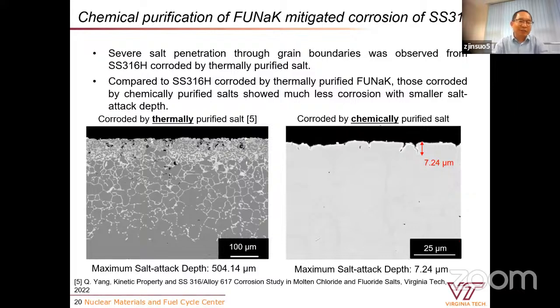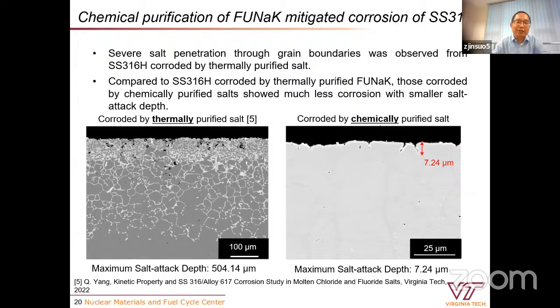After you purify your salt, you can see a very different interaction between the salt and your structural metal. So the 316H stainless steel was tested in the molten salt, in the same uranium barium fluoride salt. On the left, you can see it's non-purified or thermally purified salt. You have a huge attack.